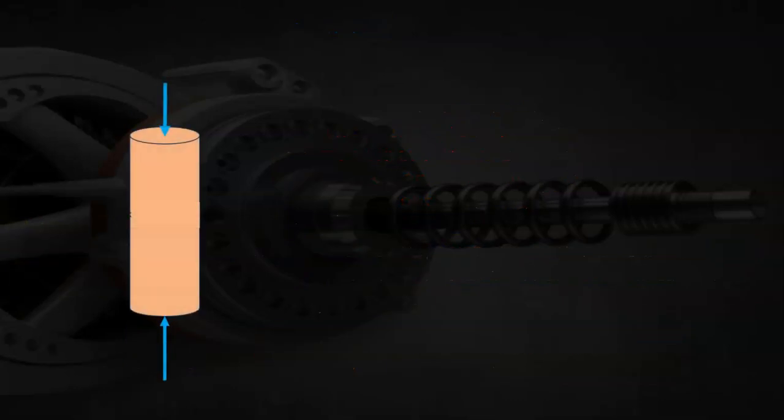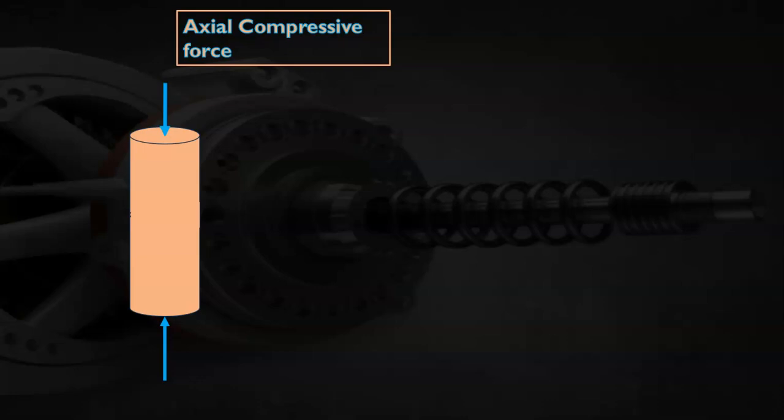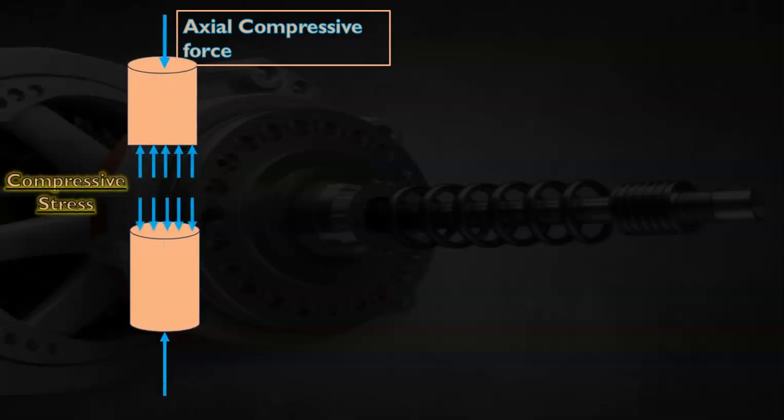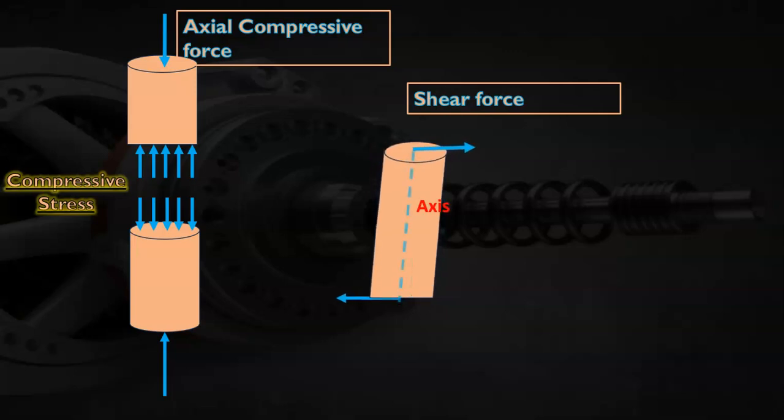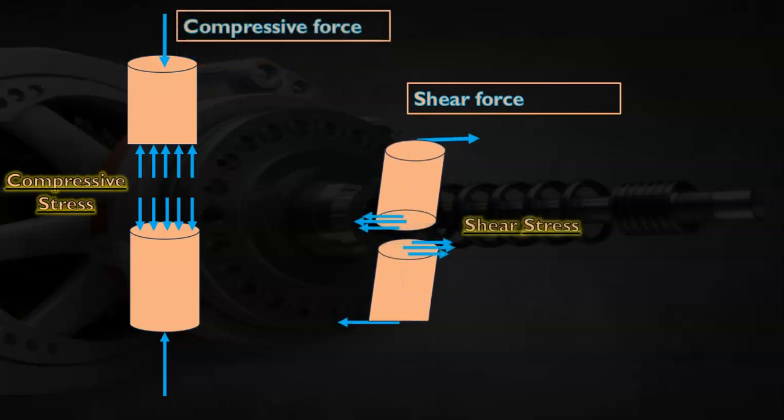What happens when an axial compressive force acts? When we divide an inside cross section, compressive stress occurs. So compressive stress points towards the cross section. When shear force acts on a cylinder, initially shear deformation occurs, and at the inside cross section, shear stress occurs.